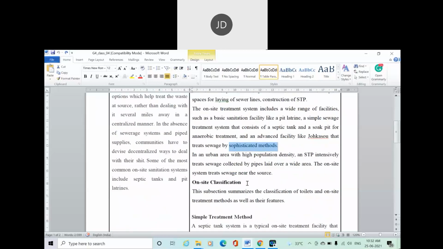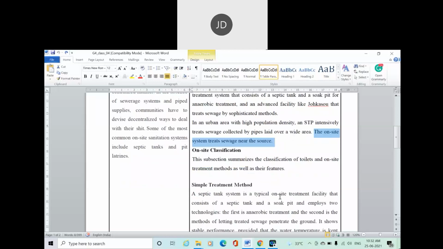Anyway, in an urban area with high population density, a sewage treatment plant intensively treats sewage collected by pipes laid over a wide area. So this is all about offsite sanitation, where a centralized pipe system is laid. But in case of onsite sanitation, you have to treat the waste nearby the source. So the onsite system treats the sewage near the source, basically. Fine.